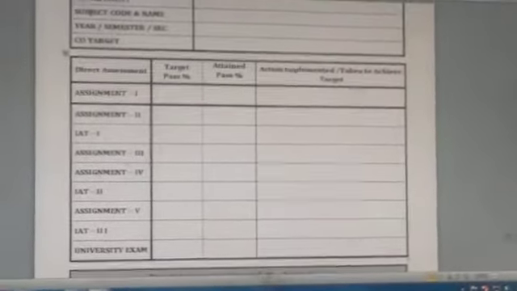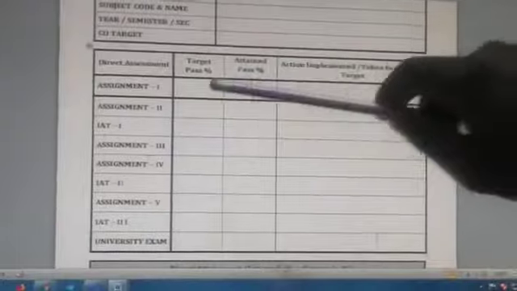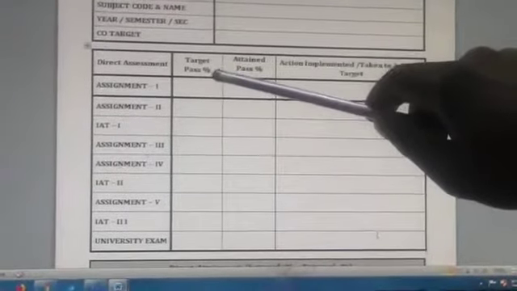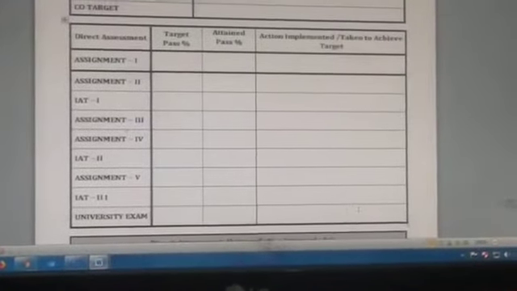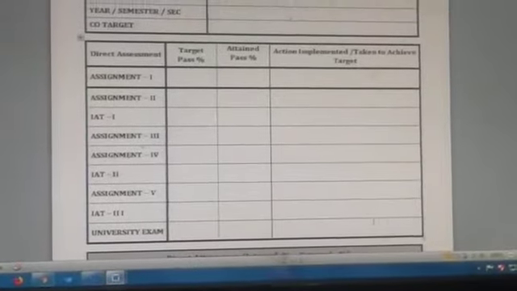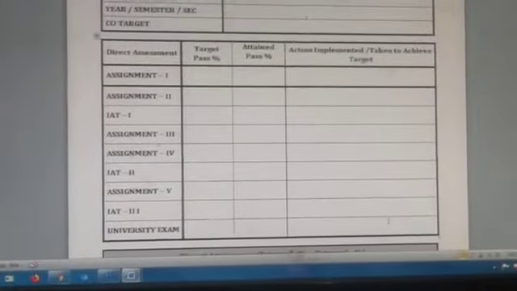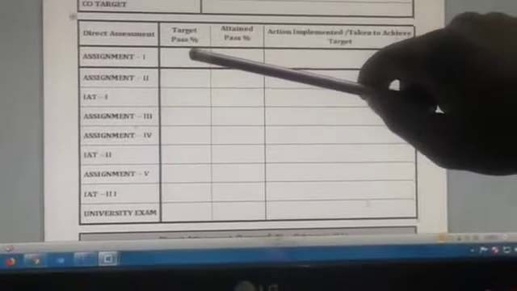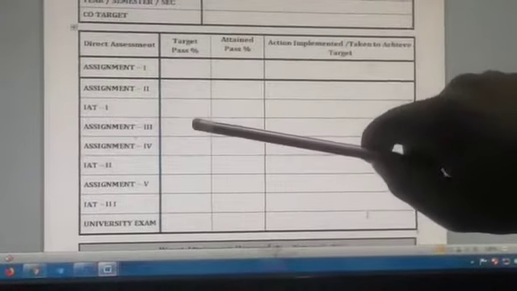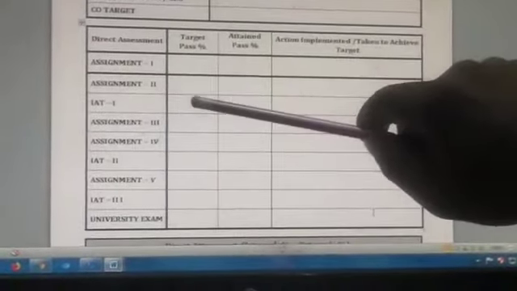And this is the table that you are going to fill. For assignment 1, the percentage of the target you planned. In our college, for all the assignments, it is your choice. It purely depends on the choice of the faculty. You may fix the percentage of the target as assignment 1 is 70, assignment 2 70, 3 70, 4 70, 5 70, and IIT 1 50, IIT 2 50, IIT 3 50.